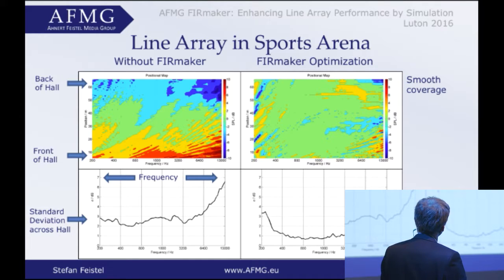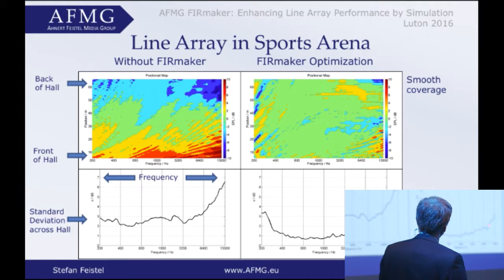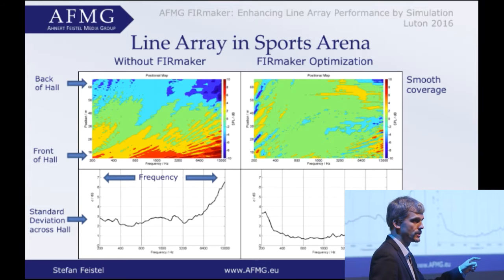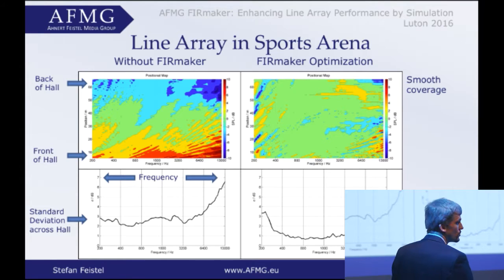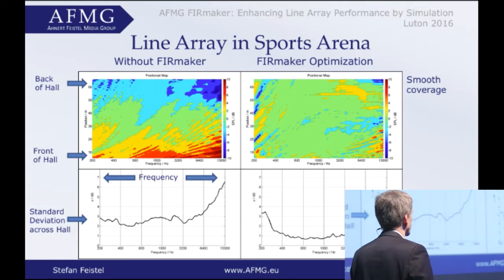Green is within plus minus 1 dB and the standard deviation is within 1 dB from about 400 or so up to 3K. And even at 13K, even at these sorts of wavelengths, we still have good control. Yes, you see here, we are down to 3 dB compared to those 6 to 7 dB here in the conventional case. One FIR filter per cabinet.